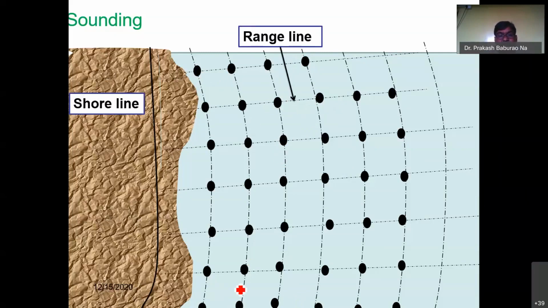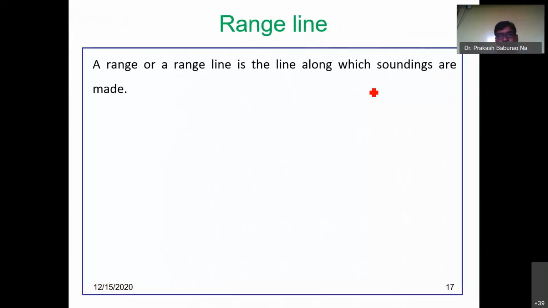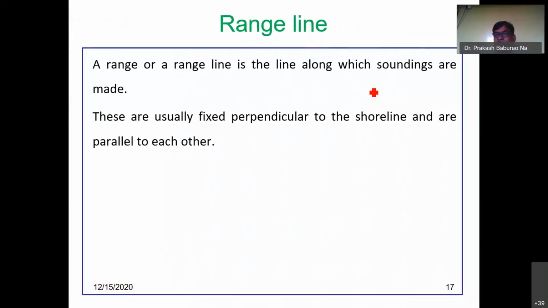Then with respect to the range lines, you have to locate the places, or you call them the sounding points, where you have to go for measurement of the depth of the water. All these are the sounding points. A range line is nothing but a line along which the sounding is made. These are usually fixed perpendicular to the shore lines, and as already told, parallel to each other.